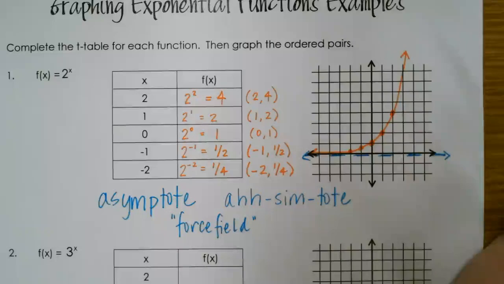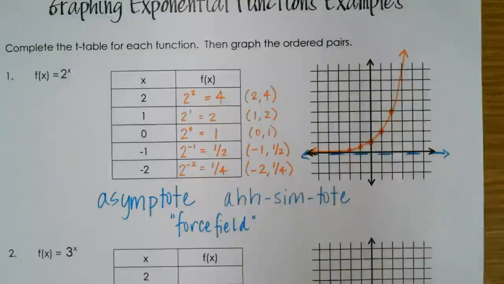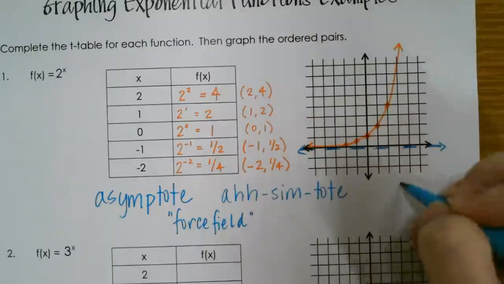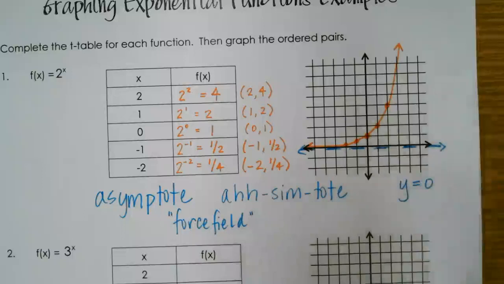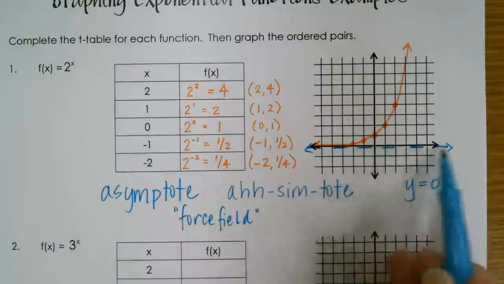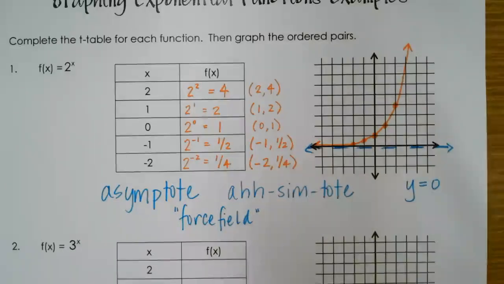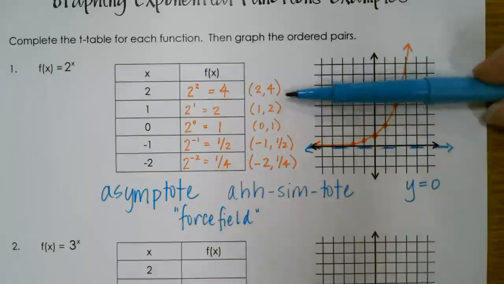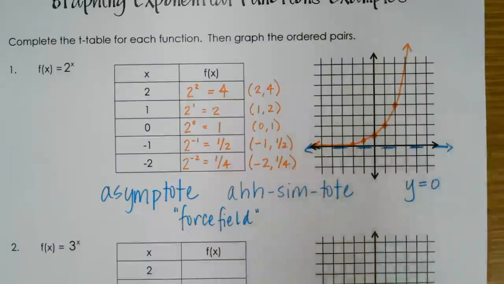Now, the asymptote is similar to the axis of symmetry of a parabola, but it's different because it's horizontal. So this asymptote is located at y equals 0. And that's just because it's happening right here. You can have an asymptote that might be up here, in which case it would be y equals 5. All right, so that's the basic curve of 2 to the x.